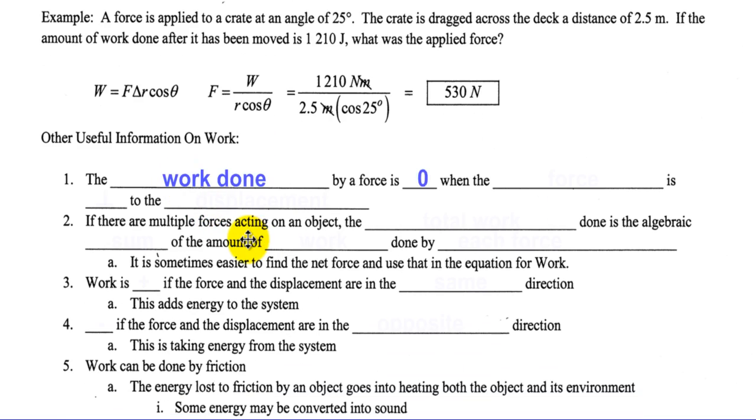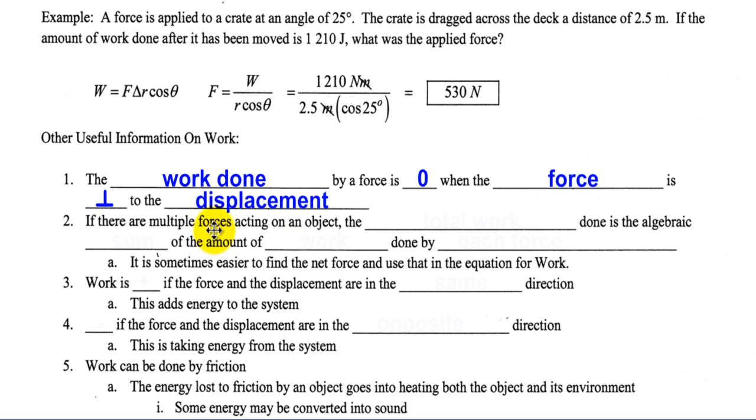Okay, let's see. So the work done by a force is 0 when the force is perpendicular to the displacement. Like circular motion, right? The net force is a centripetal force. It's always towards the center, yet the motion is perpendicular to that. Because it's moving in a different direction than the force, those forces are perpendicular, so you wouldn't do any work.